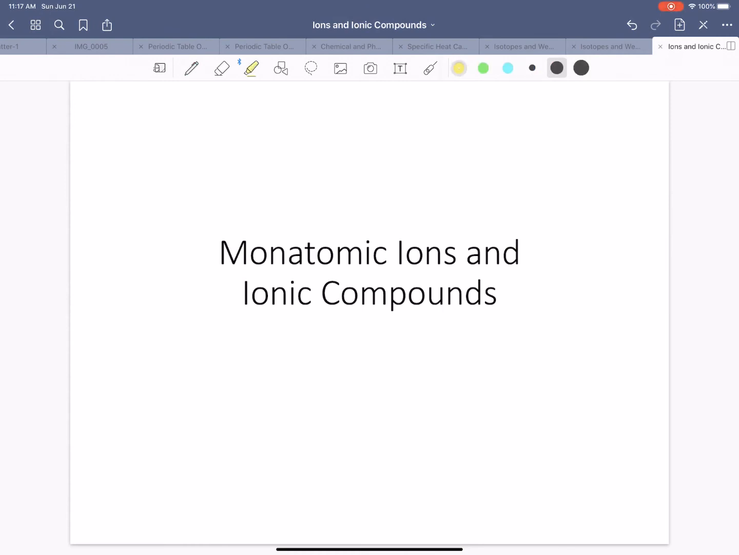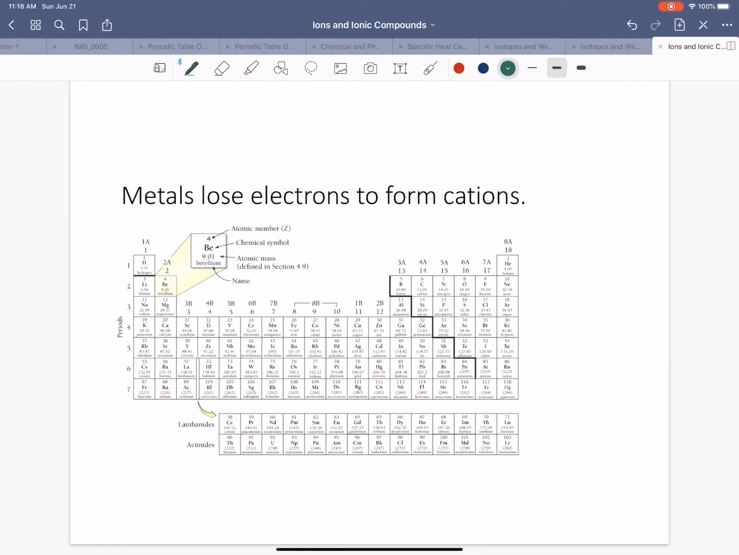Elements can become more stable by gaining or losing electrons, and when they do, they form ions, charged particles. In this video, we're going to talk about monatomic ions, one atom that has gained or lost electrons, and the compounds that they make. Metals lose electrons to form cations.